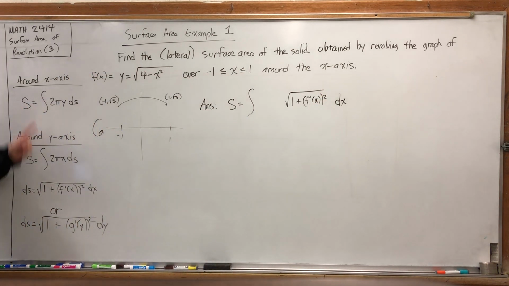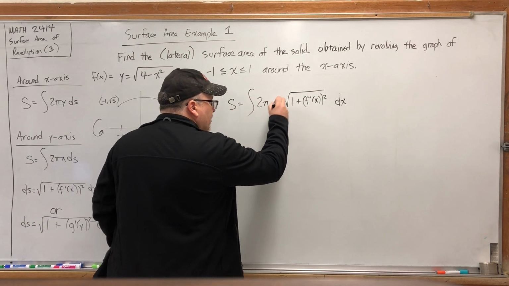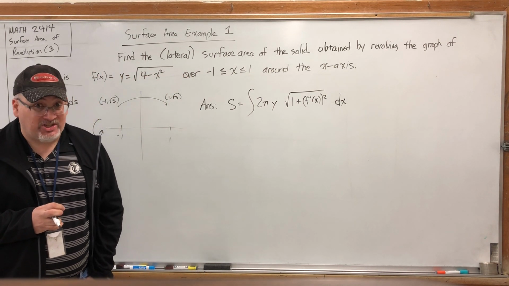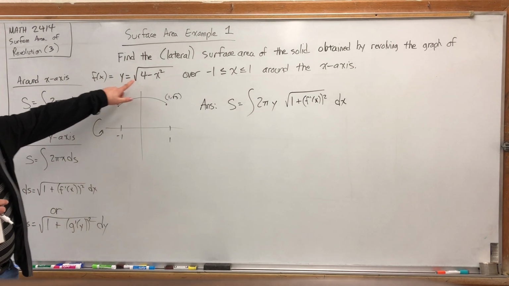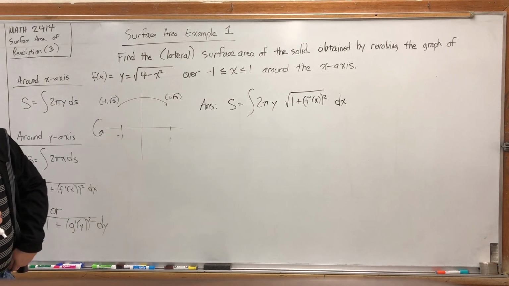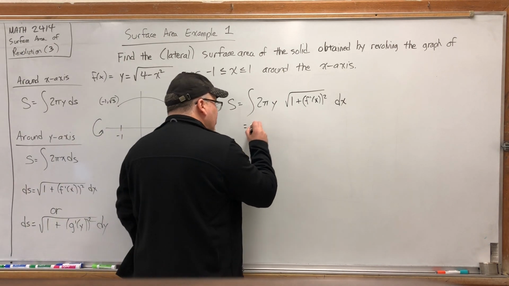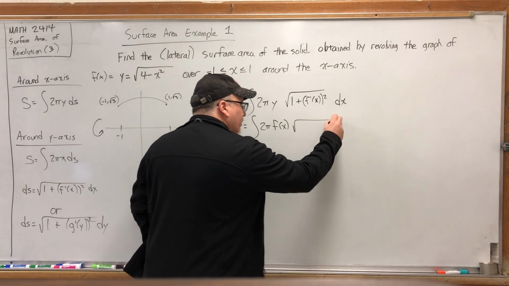Now, since we're going around the x-axis, the radius is represented by y, so 2 pi y. But do you see a problem with putting a y there? We're doing a dx integral. So instead of y, I'm going to replace it with what it's equal to so that I have the actual function itself. And in fact, let's just do that generically right now and replace the y with f of x.